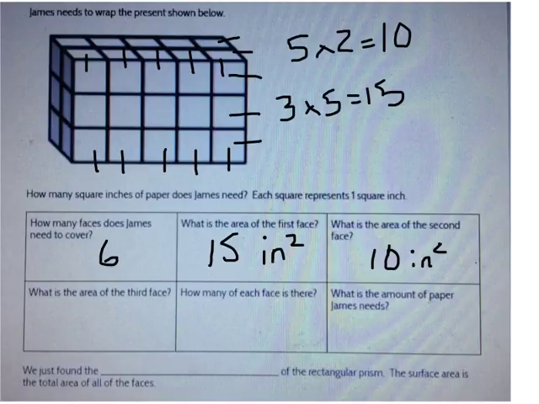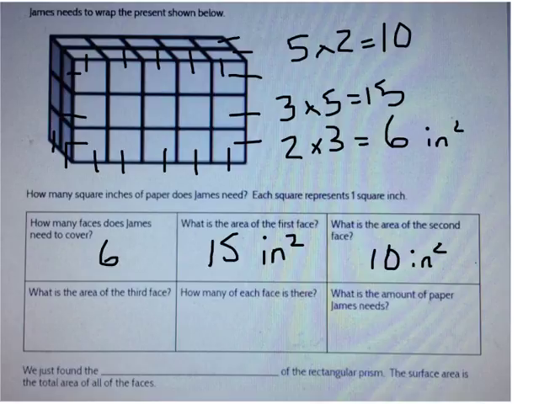Now let's find the area of the side face. The base is 2, and the height is 3. What's the area of the side face? 2 times 3 is 6 inches squared.